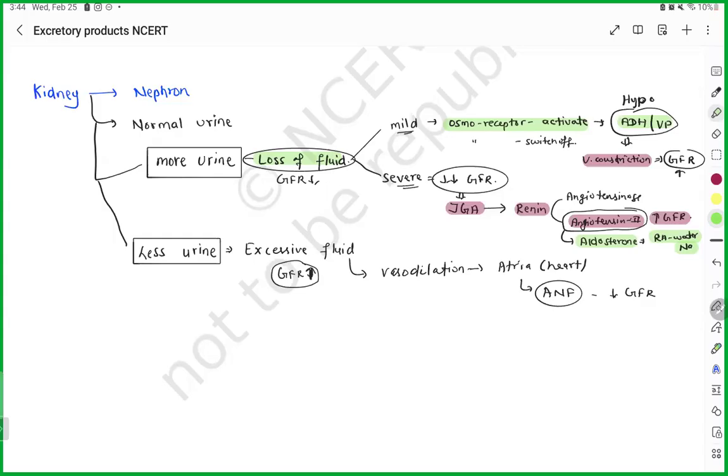Anybody have doubt in this? Let me know, because this is the quick summary. Otherwise, trust me, many people don't understand this part. Anybody have doubt, Anvita?